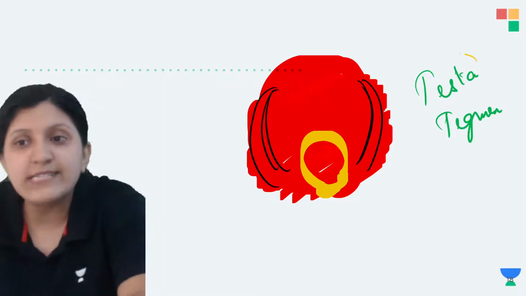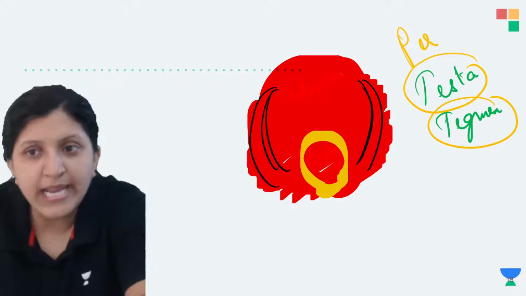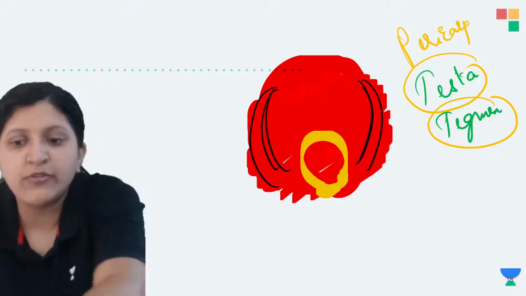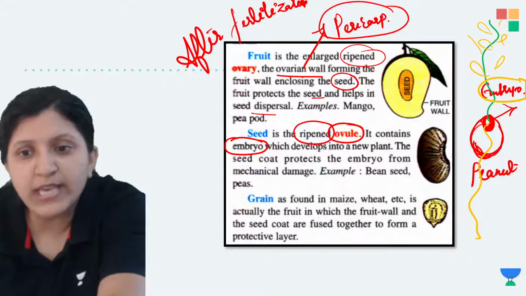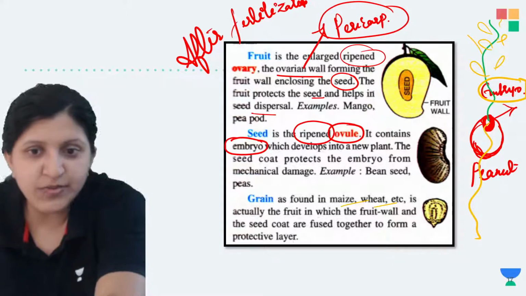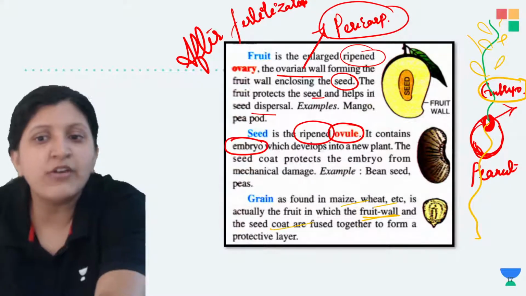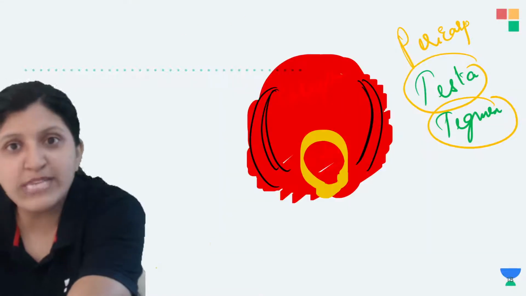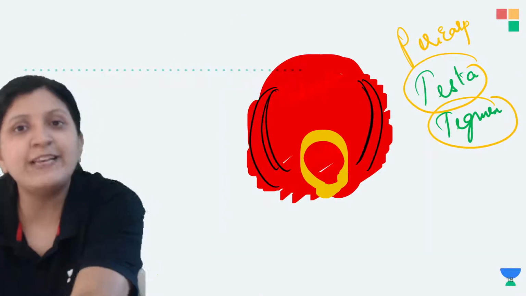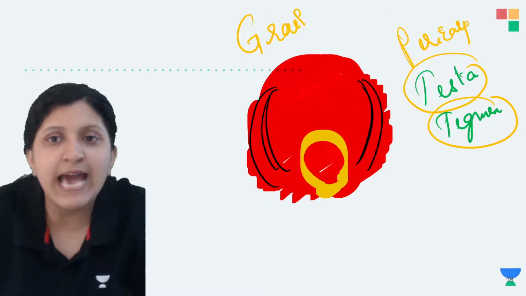So in that case, the testa and the tegmen are anyway fused along with the pericarp, that is the ovarian wall. So all of this together, like we see in case of maize, like we see in case of wheat. So this is the fruit in which the fruit wall and the seed coat are fused together to form a protective layer. So there is no fruit separately, there is no seed coat separately, so both of them are fused, and hence we call this a grain.